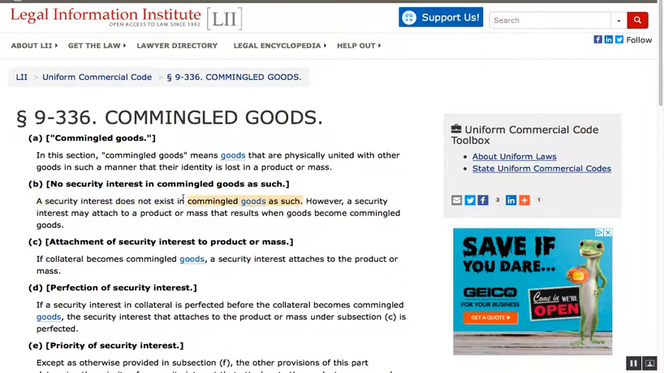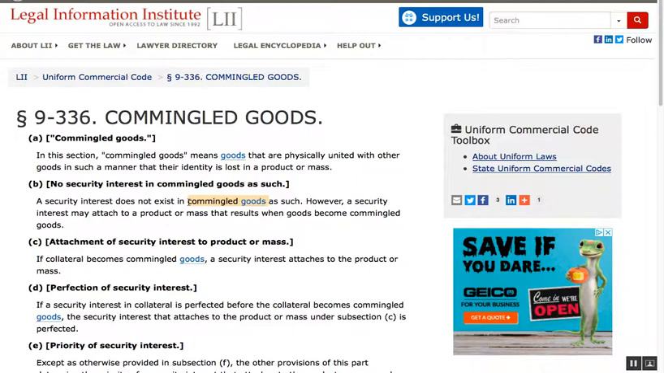Now, this maybe isn't the best way written, but it means that you can't have a security interest in the original goods once they become commingled goods. So you can't have them in the commingled goods. Like if you have an original security interest in the eggs, after they're baked, you can't have a security interest in the eggs anymore, now that it's a commingled good. So any security interest that existed before commingling is extinguished.